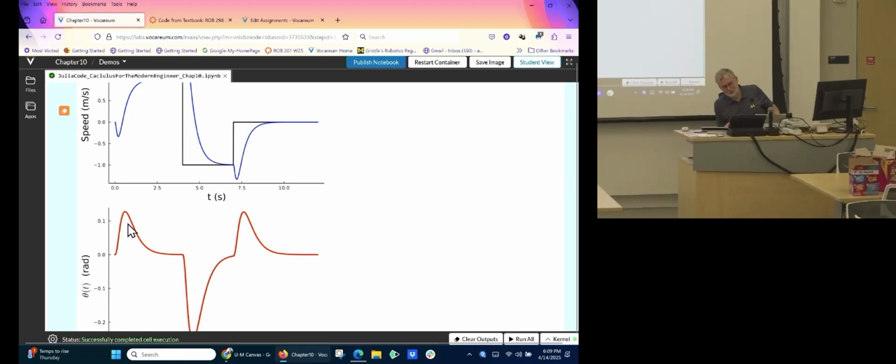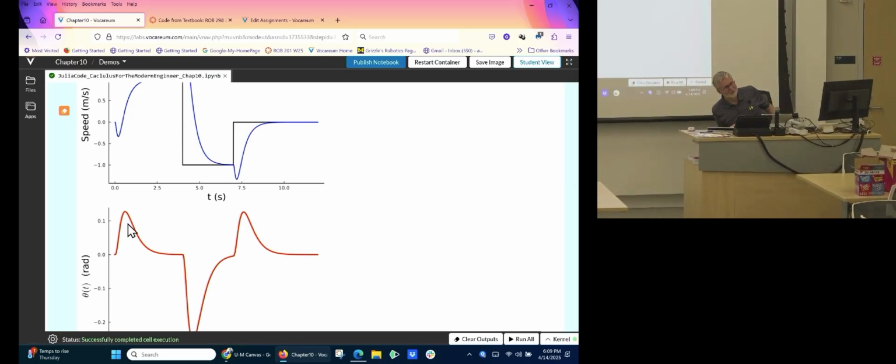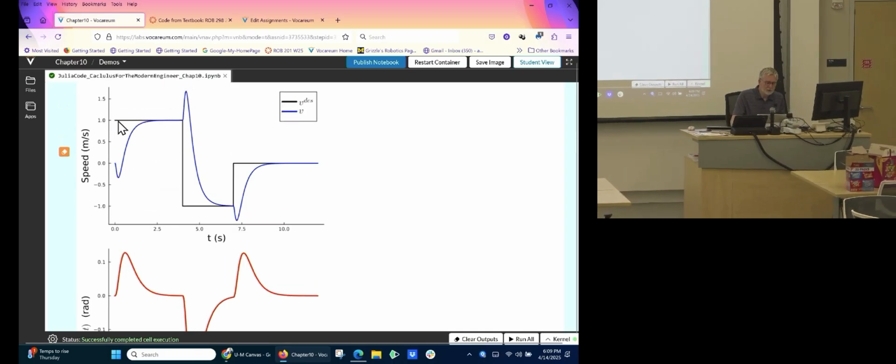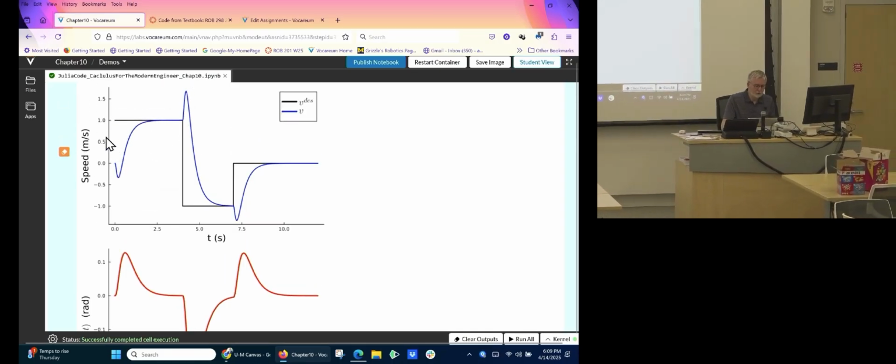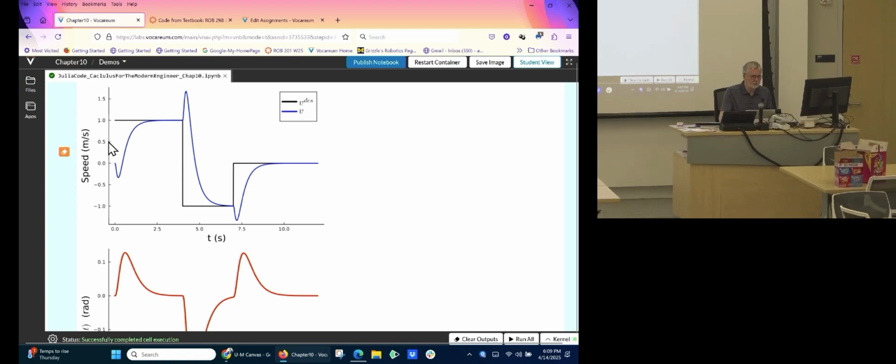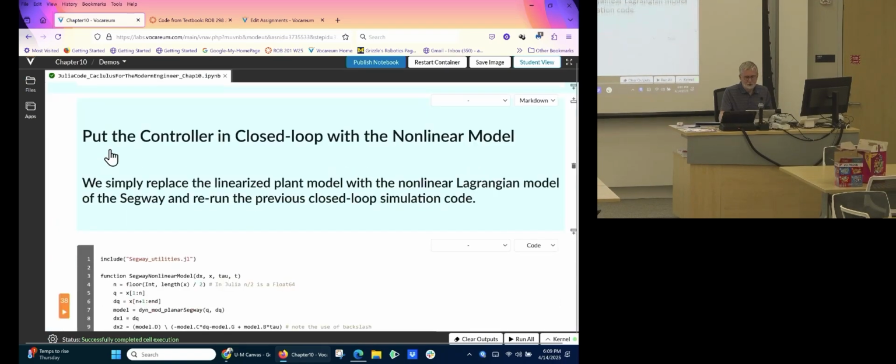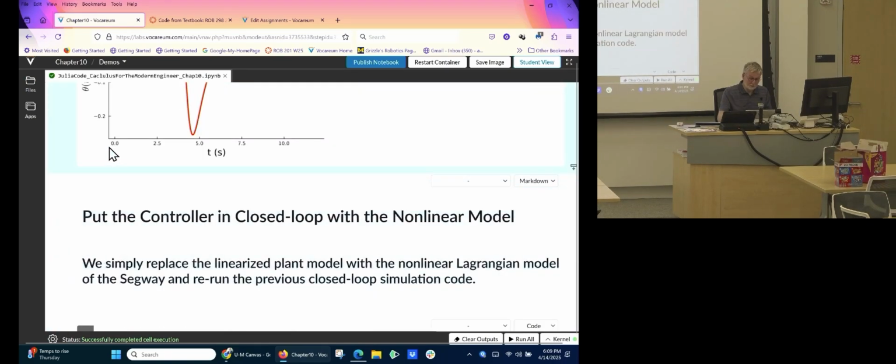The ball falls off the basketball at 4 degrees, okay? So what this means is you can't send a step that's big. You can only send one that's about 0.5 meter per second. Okay, at least that's what the linear model says.